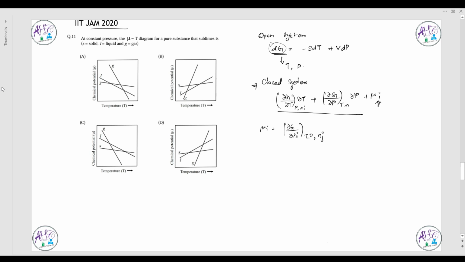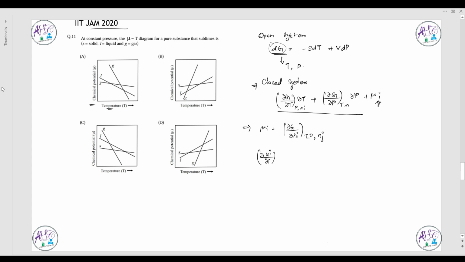So if you rewrite this equation, let's differentiate it. We are going to differentiate the whole equation with respect to temperature, because we are going to derive the relationship between chemical potential and temperature. In order to find that relationship, we are going to differentiate this equation with respect to temperature, divided by ∂T.